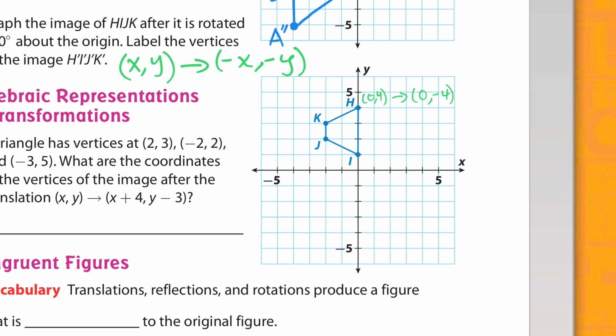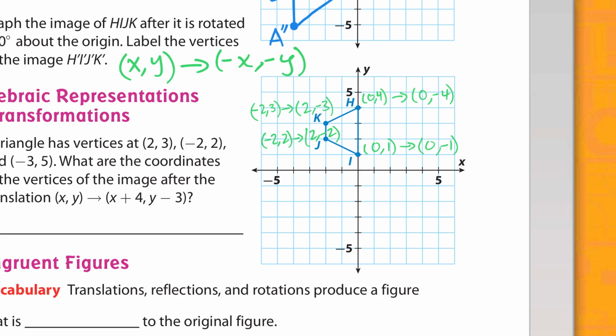I'm just going to do all the points first. So I is 0, 1. When I rotate 180 degrees, it's going to be the opposite of x and the opposite of y, 0, negative 1. And then this one is J. J is negative 2, positive 2, and that maps to the opposite of x, which is 2, and the opposite of y, which is negative 2. And then K is going to be negative 2, 3, and that maps to 2, and the opposite of 3 is negative 3.